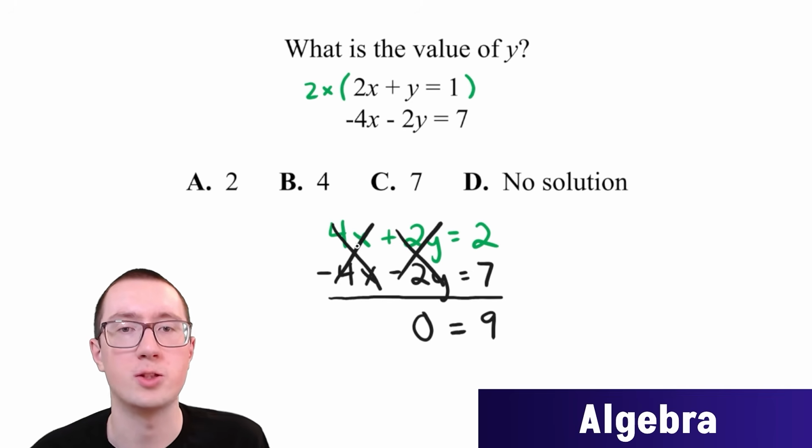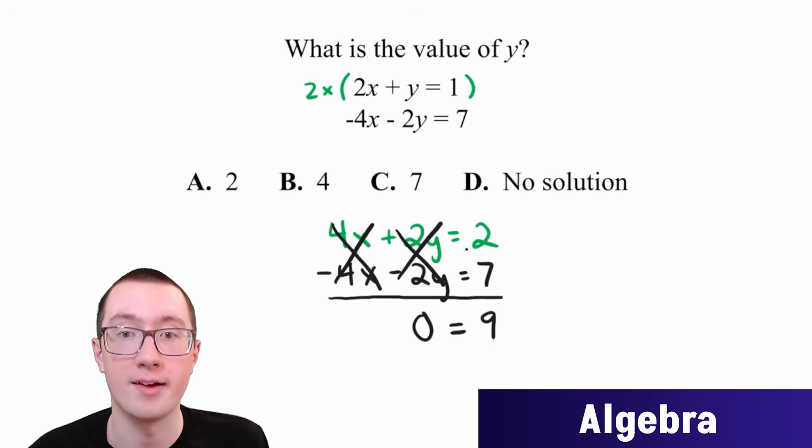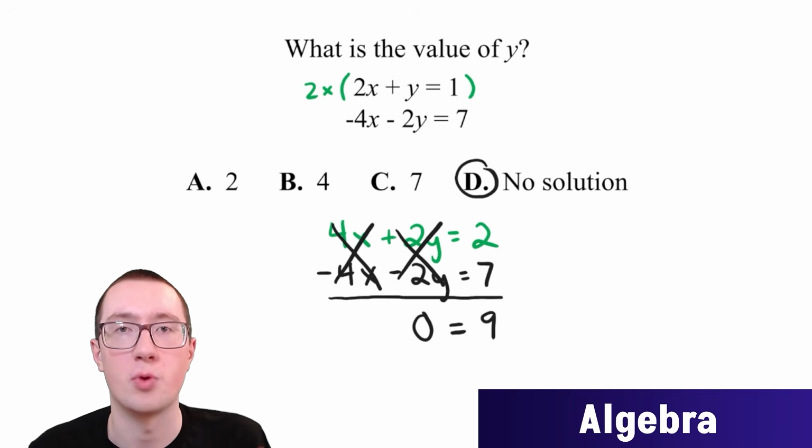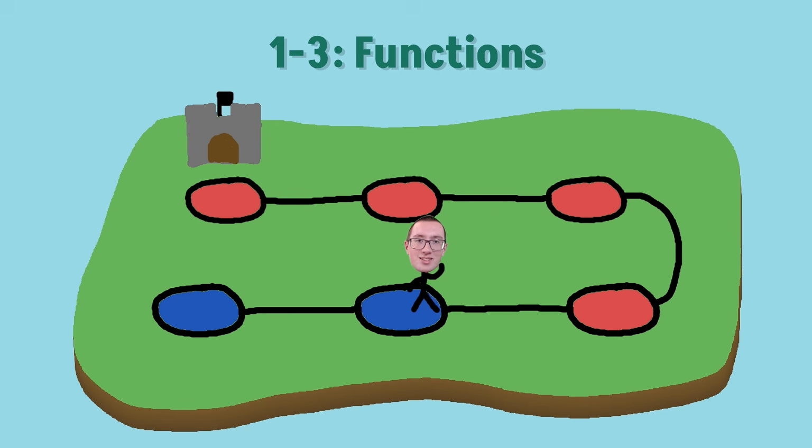Well, no. We tried to eliminate one letter. We ended up eliminating both. So no matter what you plug in for x or y, you're always going to get something that's not true because 0 does not equal 9. So in this case, the answer is actually D, no solution. There is no way to get both of these equations to be true.